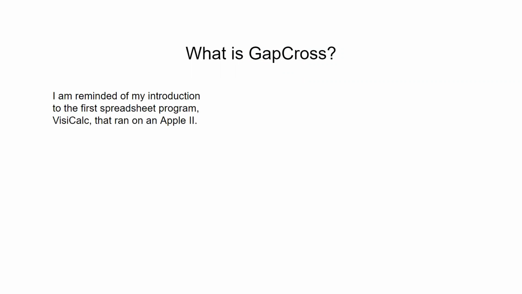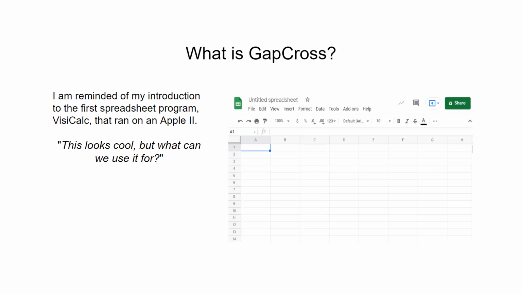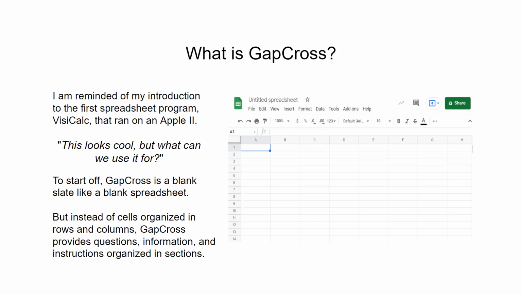I'm reminded of my introduction to the first spreadsheet program, VisiCalc. I thought, this looks cool, but what can we use it for? Here's an image of a blank spreadsheet when you first go into it. To start off, GapCross is a blank slate, just like the blank spreadsheet. But instead of cells organized in rows and columns, GapCross provides questions, information, and instructions organized in sections.